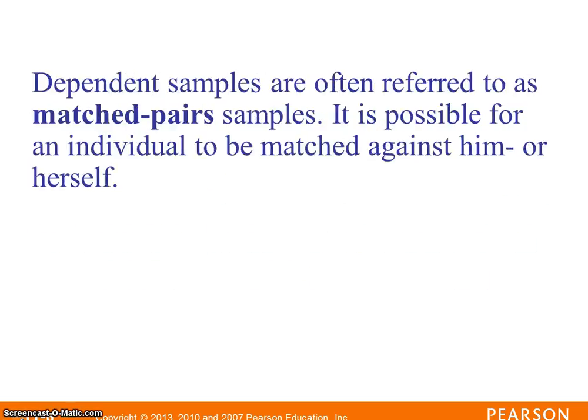Dependent samples are often referred to as matched pair samples. For example, you might have twins where a test is done on each person, or you might have a situation where one sample is drawn and then another sample is drawn from the same person later. So it's possible for the individual to be matched against himself or herself.